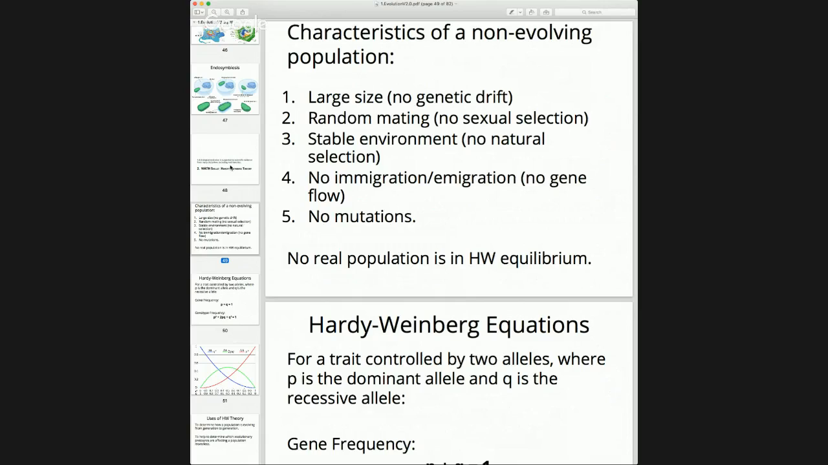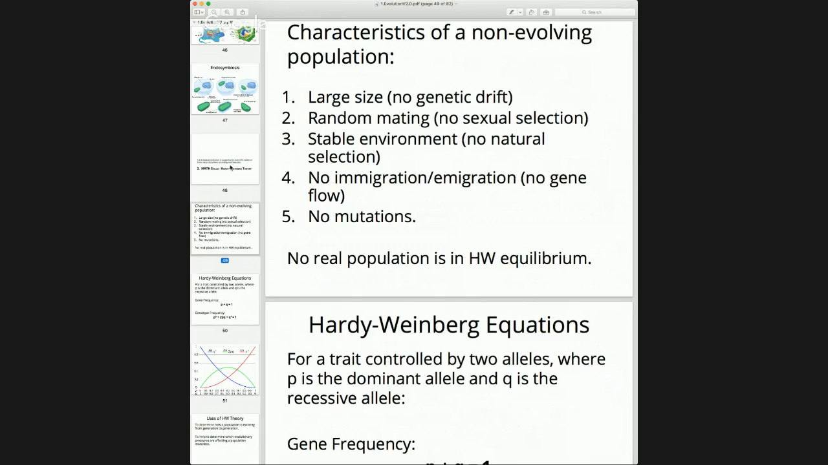And so in order for that to be the case, we're going to need to have a large population size with no genetic drift. We're going to need to have the population totally randomly mating so that sexual selection is not playing a role. The environment is going to have to be completely stable, so that there's no natural selection. There's no immigration or emigration, right? No gene flow into or out of the population, and no mutation rate.